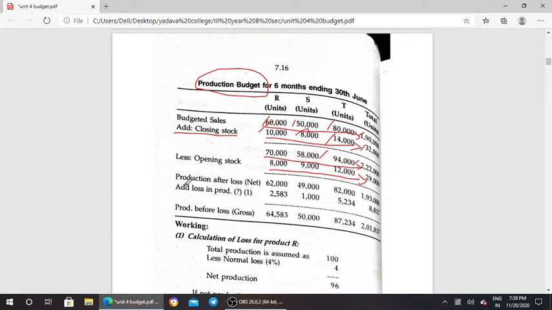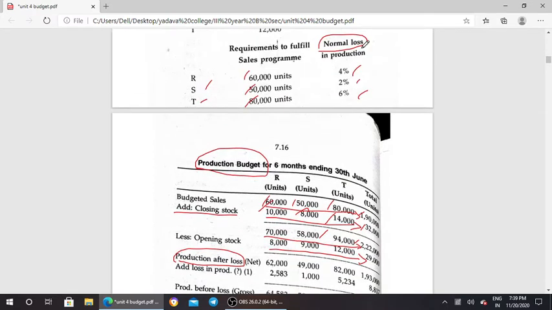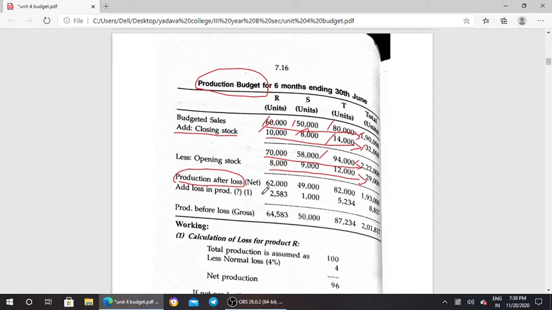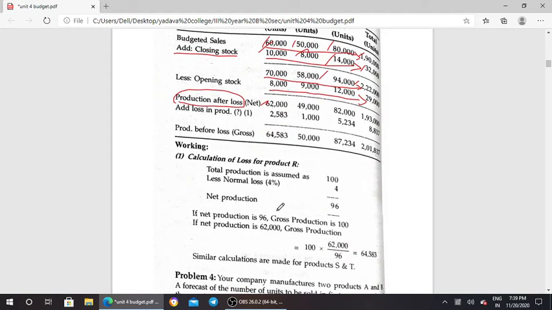One thing we never talked about: this is an estimated production, but here they have given normal loss in production. So we have to calculate how much the loss is, before loss. That is very important for this problem. So 62,000 is the net production, the estimated figure. We have to calculate the normal loss.